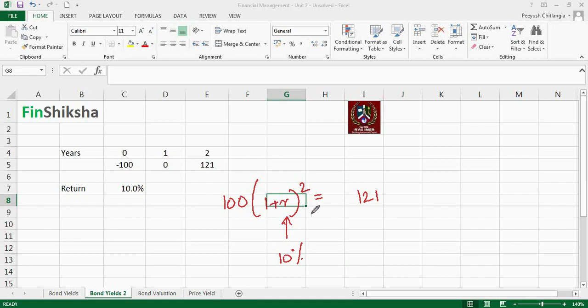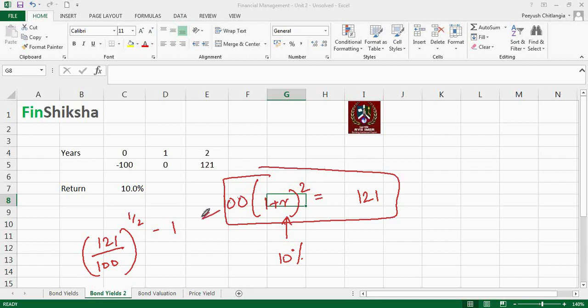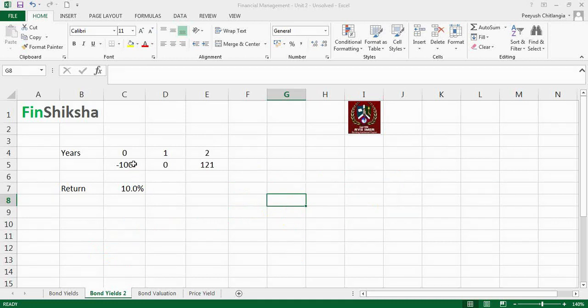And how did we arrive at this? That's a straight calculation of 121 divided by 100 raised to the power half, minus 1. I can solve this equation and this equation will give me 10%, correct? So that's what we did, and we arrived at a return of 10%.